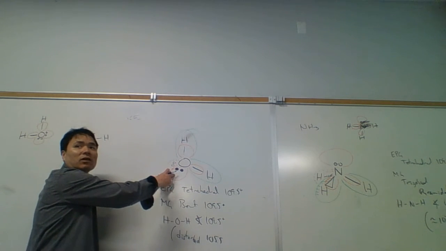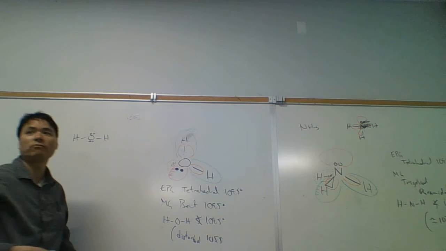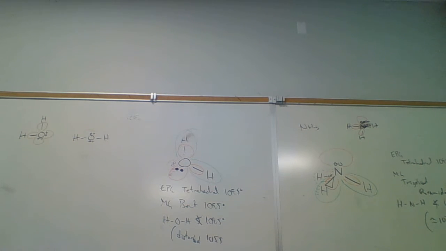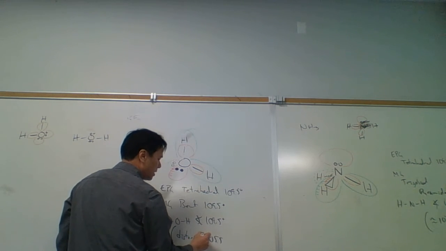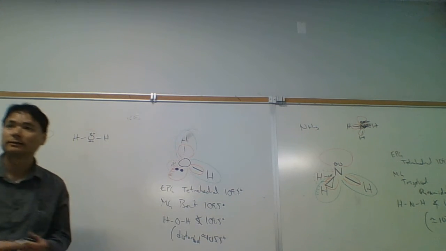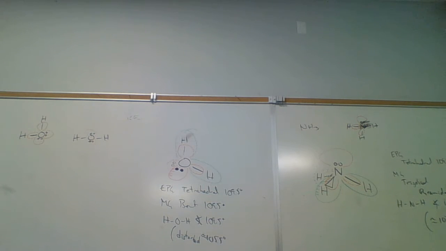107 would be the angle if we had one lone pair, but we got two, so it's going to be close to 105. The distorted angle is about, this is just a guess, 105.5 degrees. What is the actual angle in water? Let's take a look. The actual angle in water is 104.5. So we're off a little bit, but we're just guesstimating anyway. This is a guesstimate.